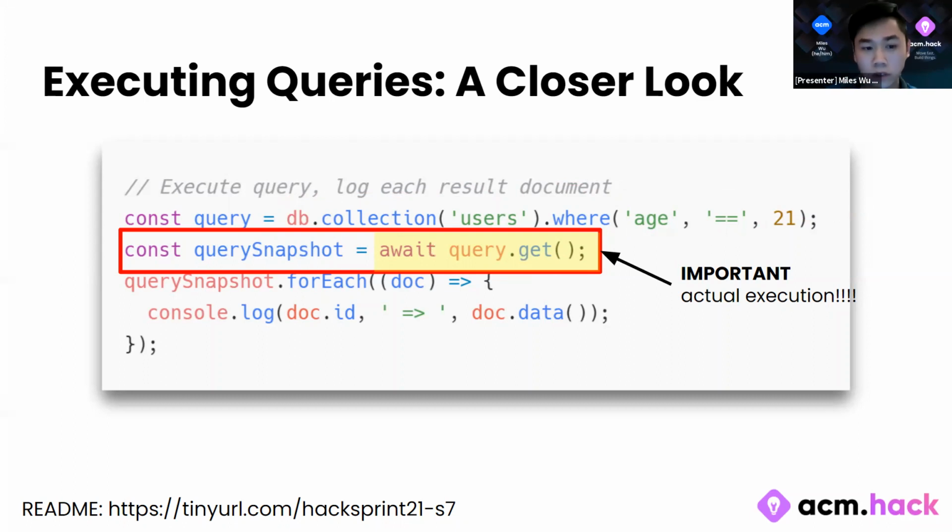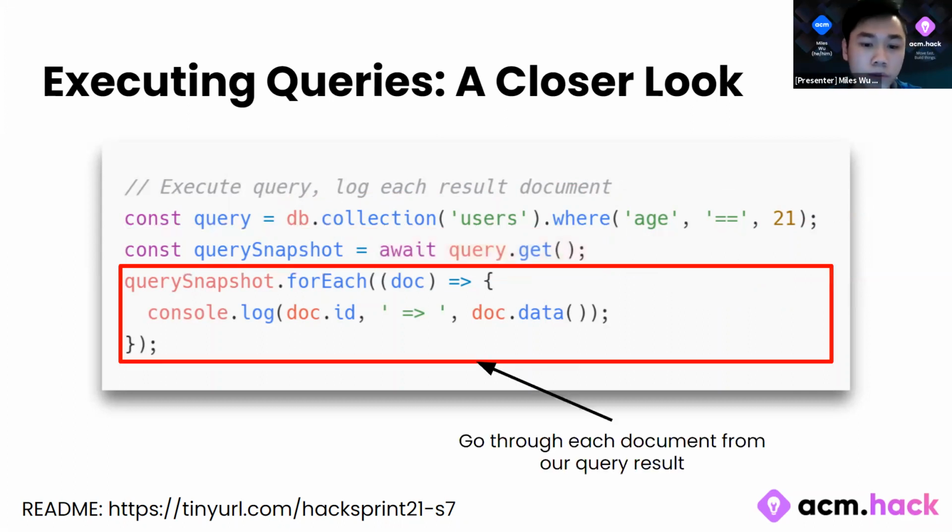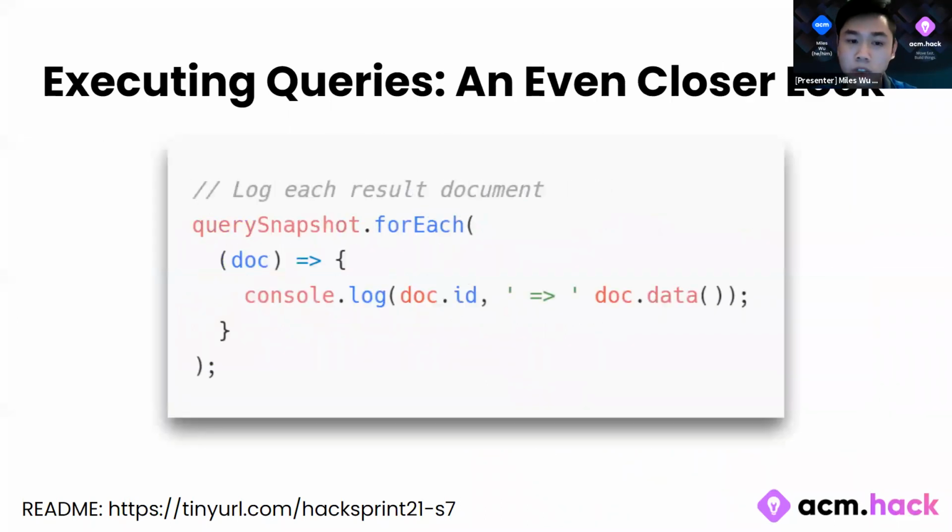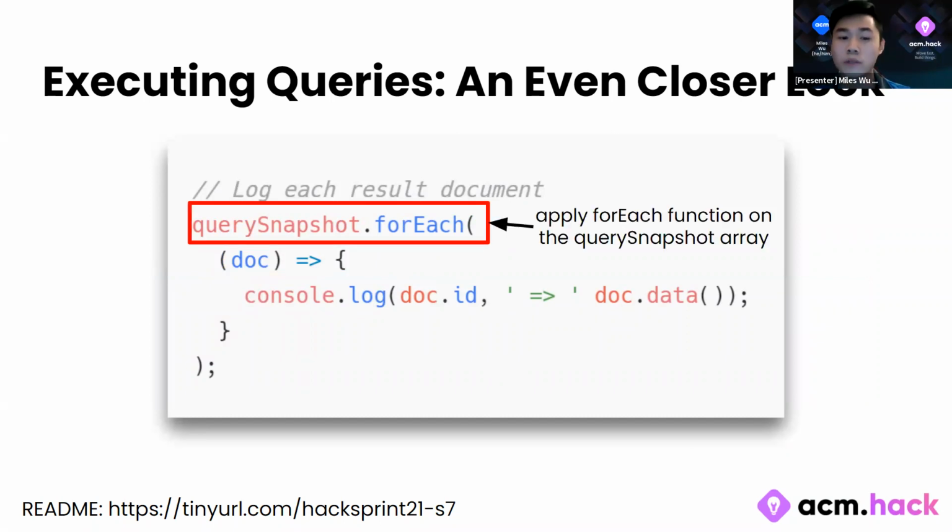Just as a high-level way to understand what a query snapshot is, think of it as how the database looks, or how the data related to our query looks, at the time of our query. And then at the end here, we have a snippet of code that goes through each document from our query result. Let's go into this a little bit closer, because maybe not all of you have seen forEach before. If you are familiar with the map function, it's kind of similar.